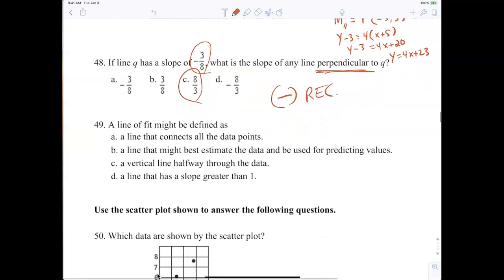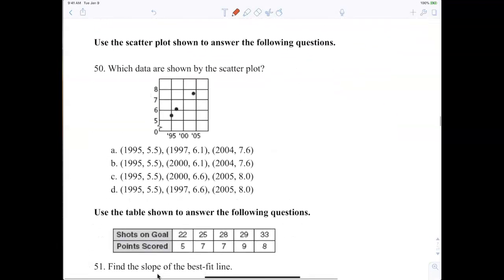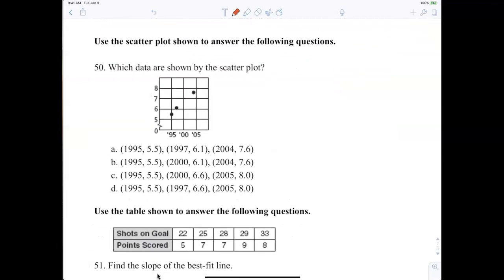All right. A line of fit might be defined as, now it doesn't have to connect all the data points. It might be an estimate. Yes, of course. The line of best fit is just an estimate. Okay. Now, here, which data are shown by the scatter plot? So again, that's just an estimate.